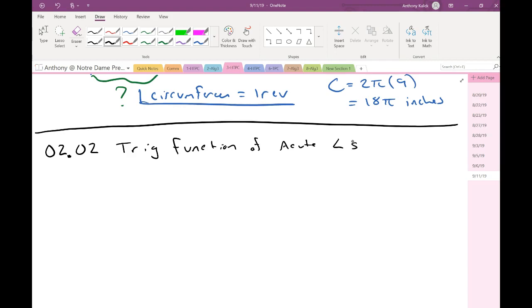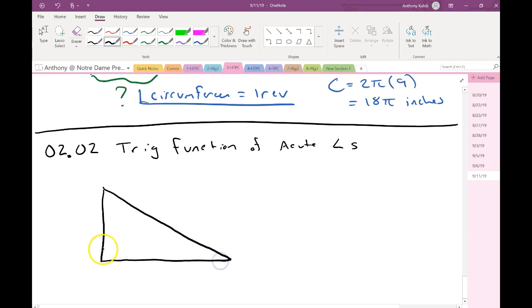Okay. So, in section 2, we're going to talk about trig functions of acute angles. Basically, that just means we're going back to our right triangle definitions from geometry. So if we're talking about angle theta, this side is the adjacent because one of the arms of the angle is that side. This side is the opposite because neither of the arms of our angle is that side. And this side is the hypotenuse because it's the longest side.